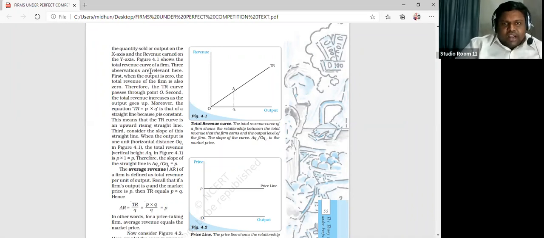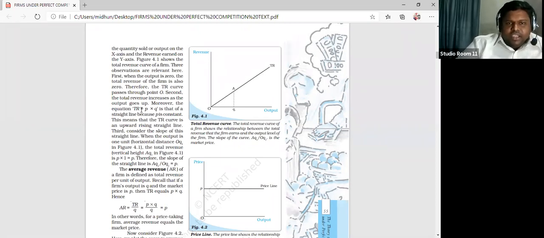Three observations are relevant here, most important. First, when the output is 0, the total revenue of the firm is also 0. You can see here, right? Therefore, the TR curve passes through point O. The TR curve starts from point O. Secondly, the total revenue increases as the output goes up. Output is moving upward, and the total revenue is increasing.